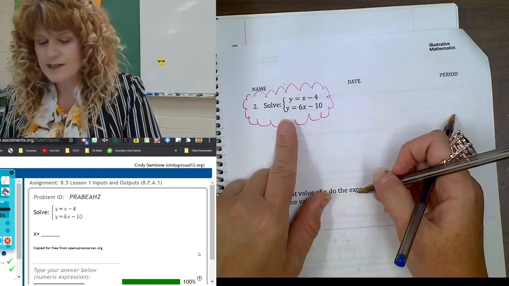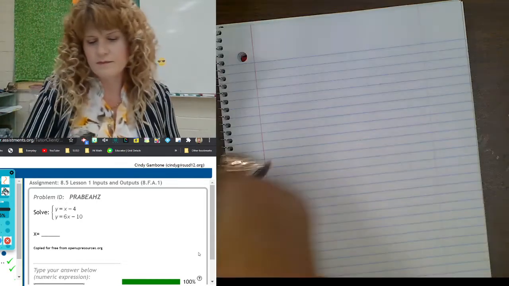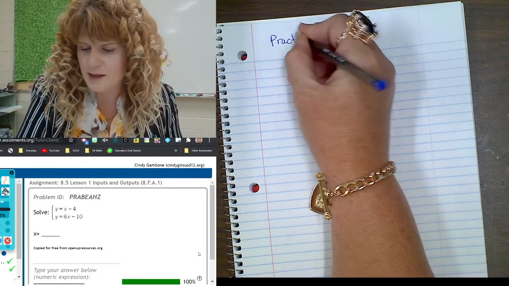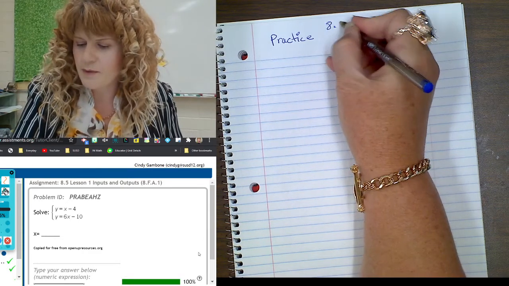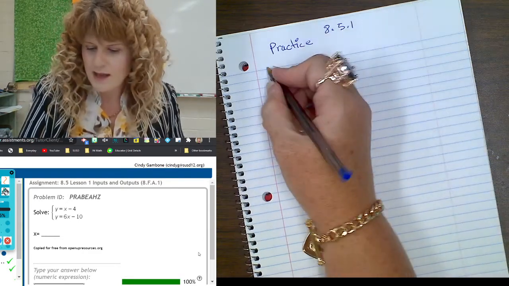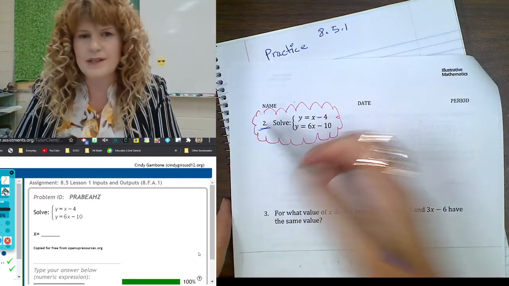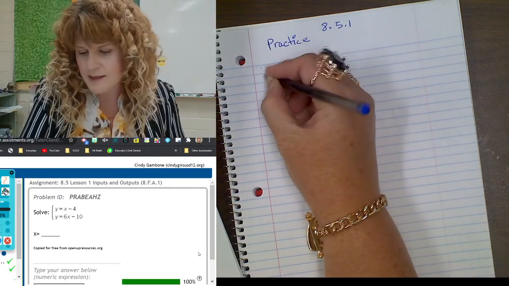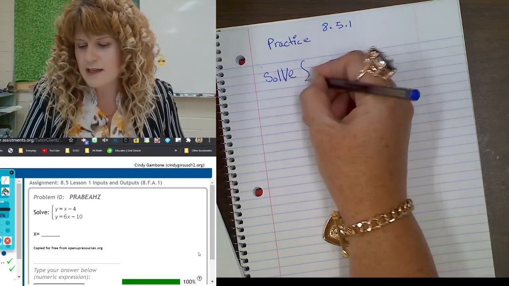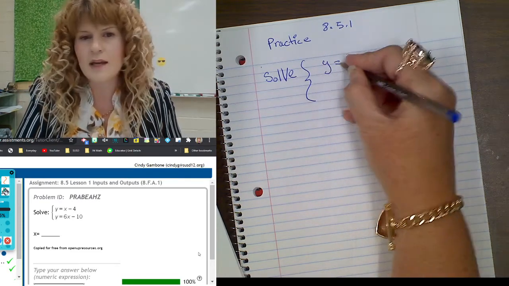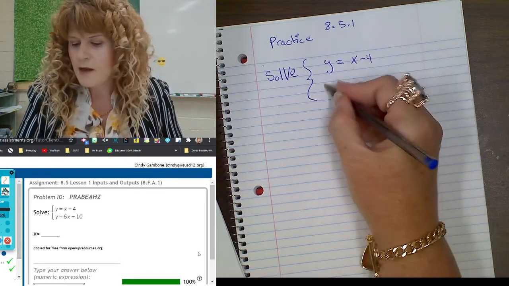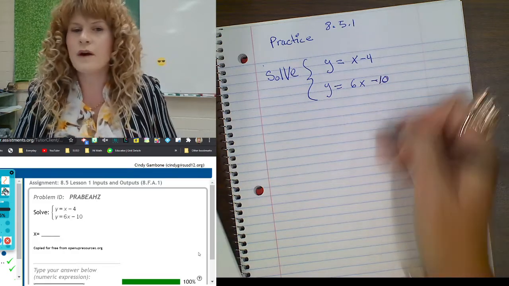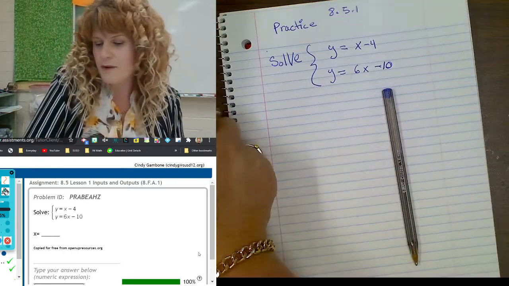Remember how to solve a system of equations? I'm going to start a new page, but this is still the practice, so I want to write that as my title for Unit 8.5.1. And this is number 2 on the paper, but it doesn't say number 2 on your screen when you enter it. So just look for the problem that says solve, and it gives you a system of equations. y equals x minus 4. y equals 6x minus 10. This is a review problem. We've already done this in class, but let me review it for you.